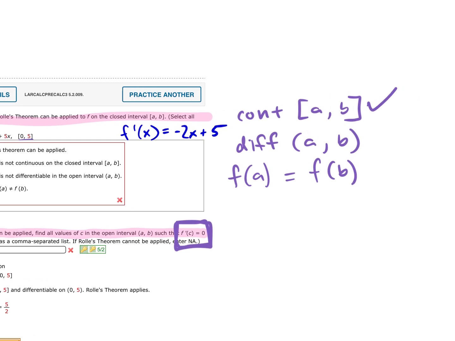Is it differentiable? Finding if it's differentiable, you're seeing if the derivative is continuous on that interval. So it is differentiable from 0 to 5. Check. Yes.